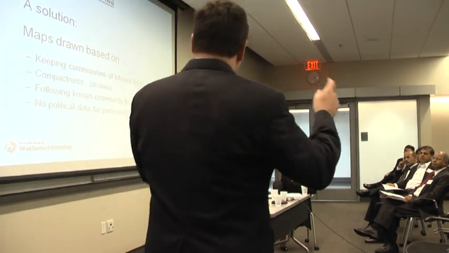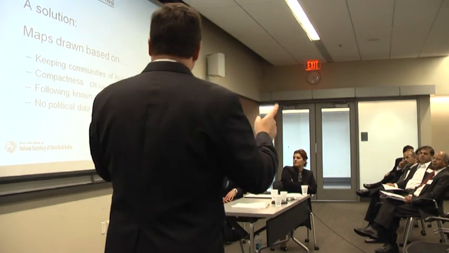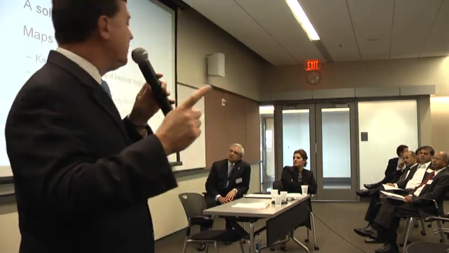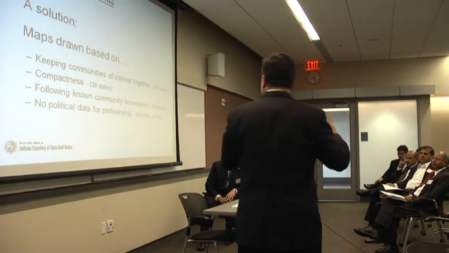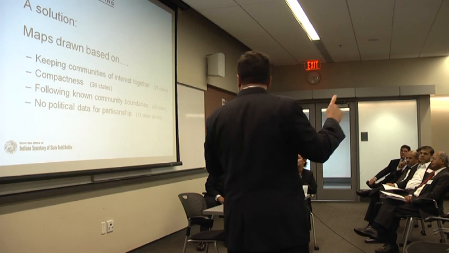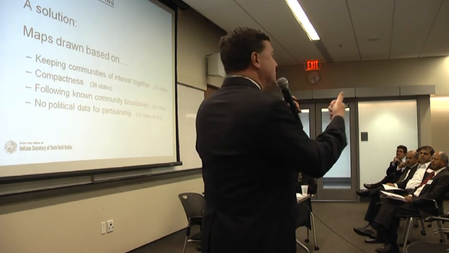Solution: keep communities of interest together. 21 states have this. Compactness, 36 states require that in their law. Follow known community boundaries like counties and townships and cities, that's 44 states. And the elephant in the room on the table: no political data for partisanship. No use of incumbent addresses.